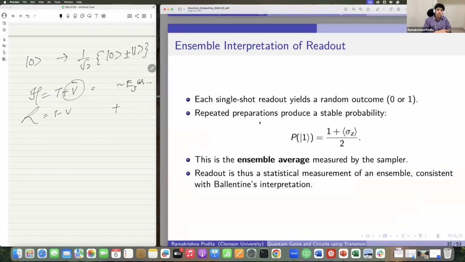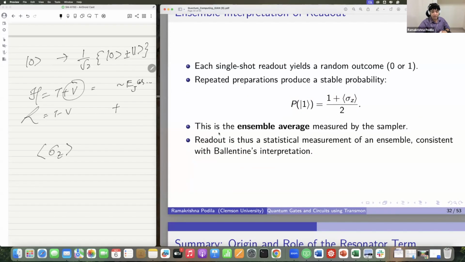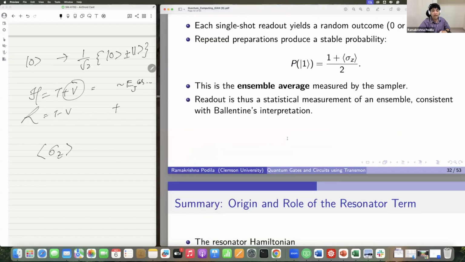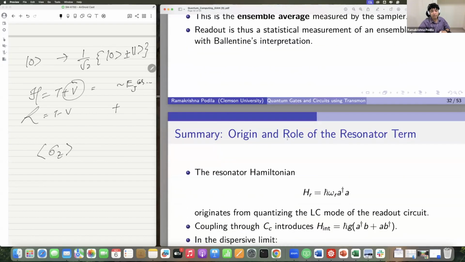Each single shot will give you 0 or 1. We need to accumulate multiple such measurements, and what we are looking at is only the expectation values, right? We are only looking at expectation values. We don't look at individual outcomes as such. So readout is a statistical measurement of the ensemble rather than a single measurement.